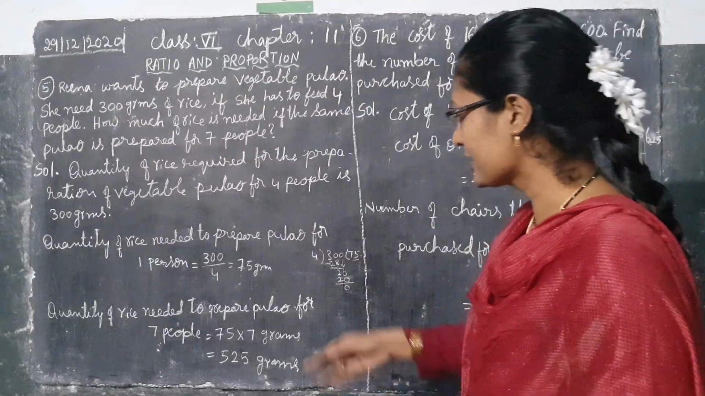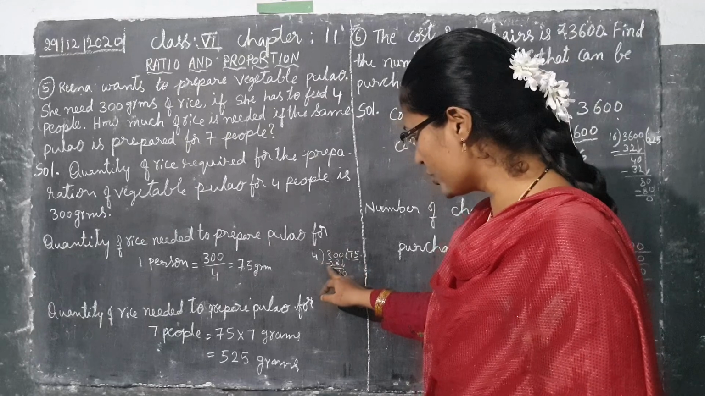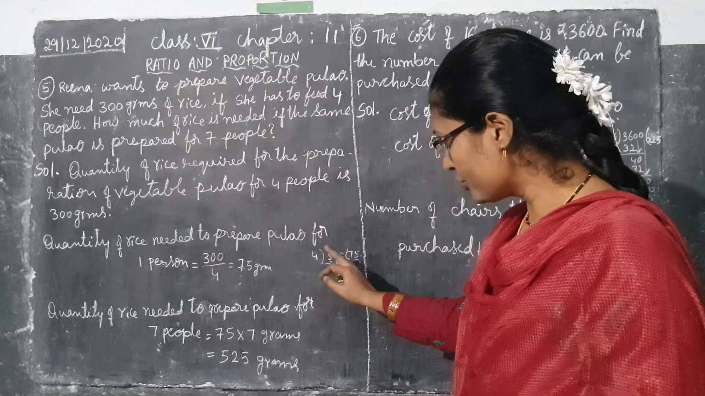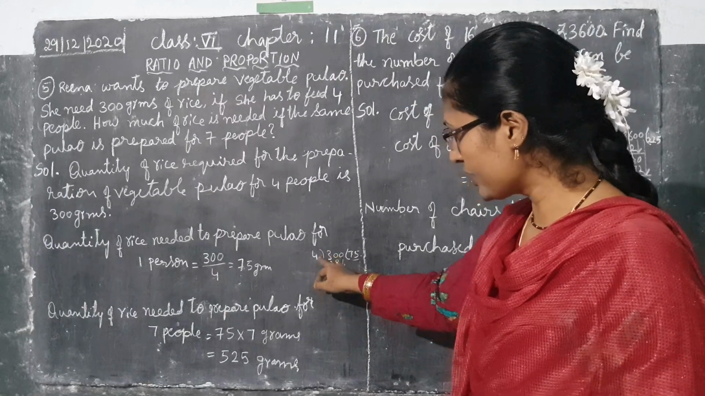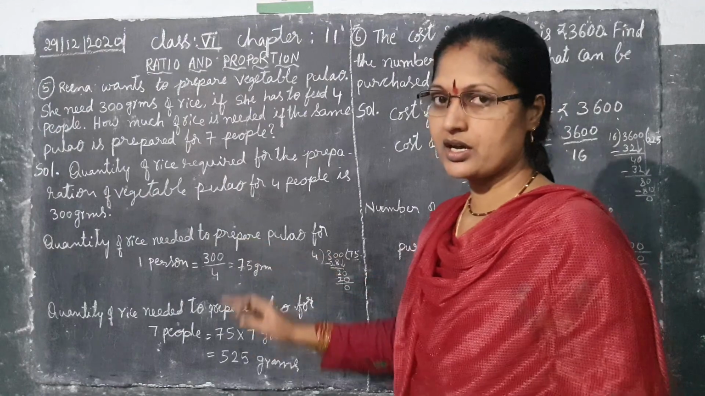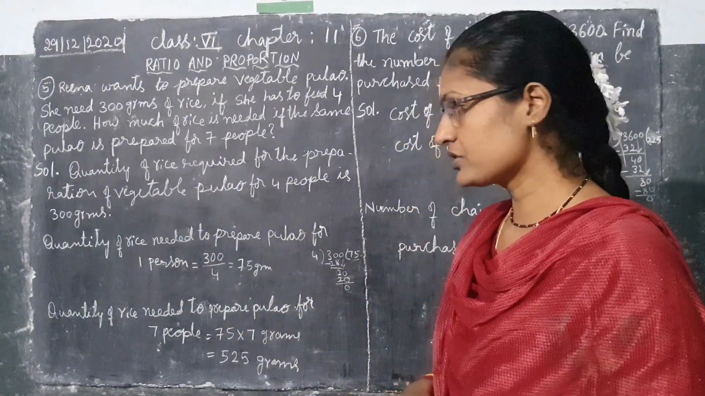Otherwise you can do the division method also, children. See, 300 divided by 4: 4 7s are 28. Then 30 minus 28, you will get 2, bring down the 0, 20. 4 5s are 20. How much? 75 grams. 1 person needs 75 grams of rice.